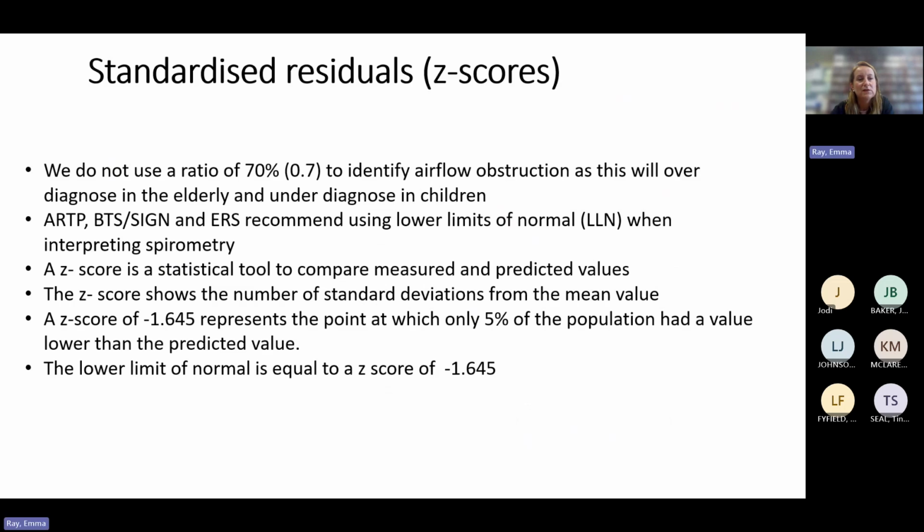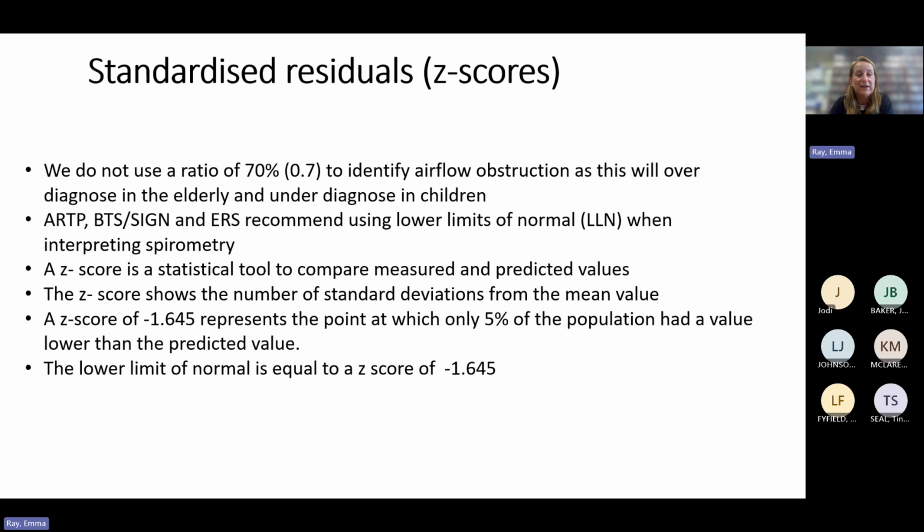So Z scores, hopefully all of you are using these now. Back in the day, we were using the ratio of your FEV1/FVC of over 70%. Lots of people are still using this, but we're not using this anymore because we know that it will overdiagnose obstruction in the elderly and underdiagnose problems in children. So we always recommend using the lower limits of normal, which is where the Z scores come in.